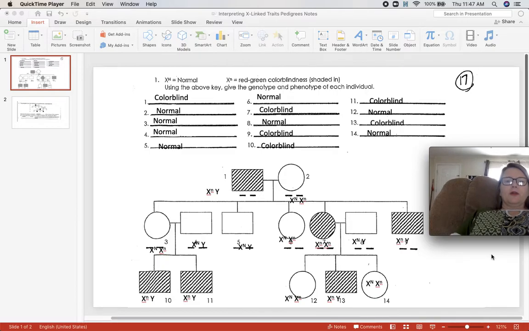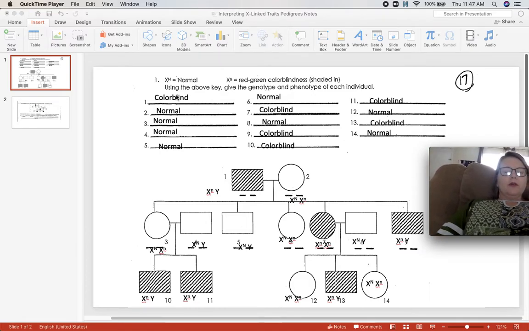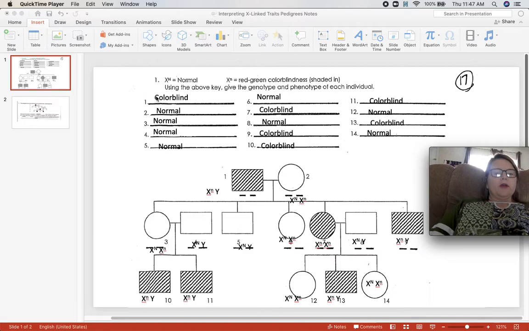Going to go over your Interpreting X-linked traits pedigree notes. I went ahead and filled all this in, so if you want to write this down, this will go in your notebook. But as you're writing it down, I'll go along and explain what's going on here, and you'll be able to rewatch the video as many times as you need to.